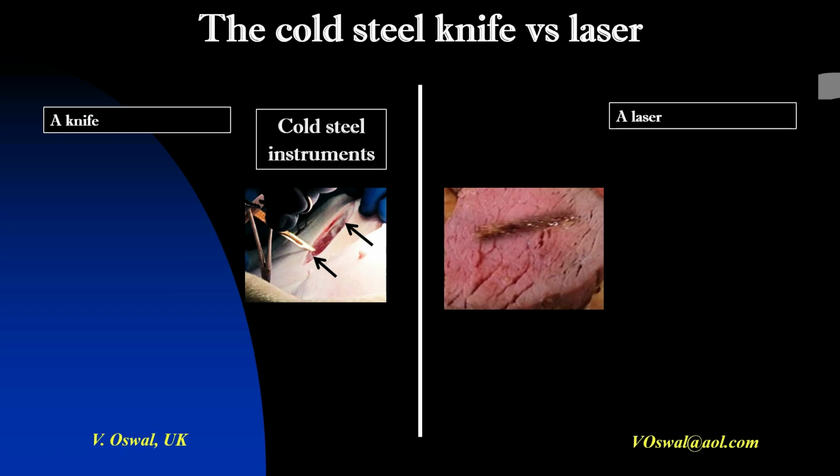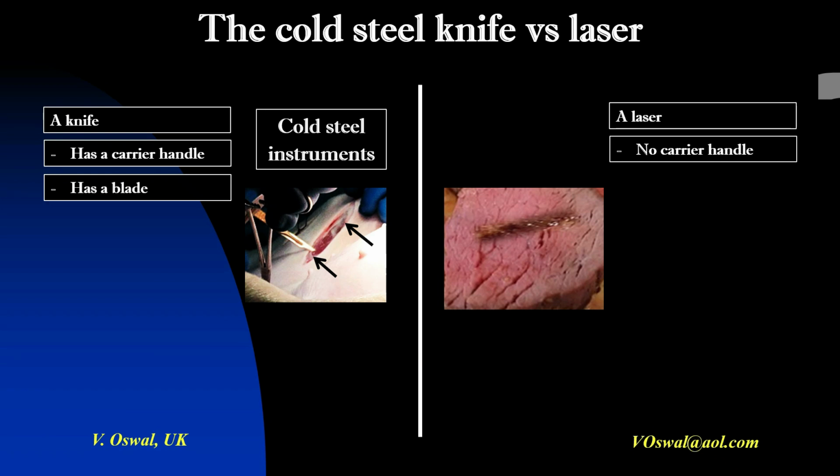Let's have a look at the differences between surgery with cold instrumentation and the laser. The laser lacks the carrier handle, thus there is no tactile feedback. The laser spot may be visible or invisible. Invisible lasers are made visible by superimposing a path with a visible laser such as the helium neon laser. The helium neon laser serves only as a guide to where the invisible laser is going to strike. It does not indicate the extent of the tissue damage.